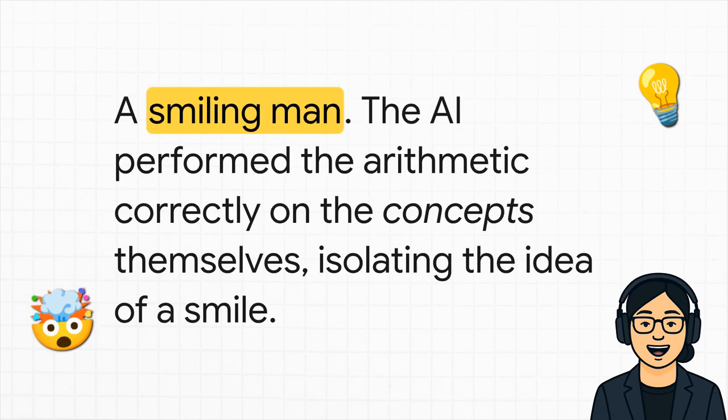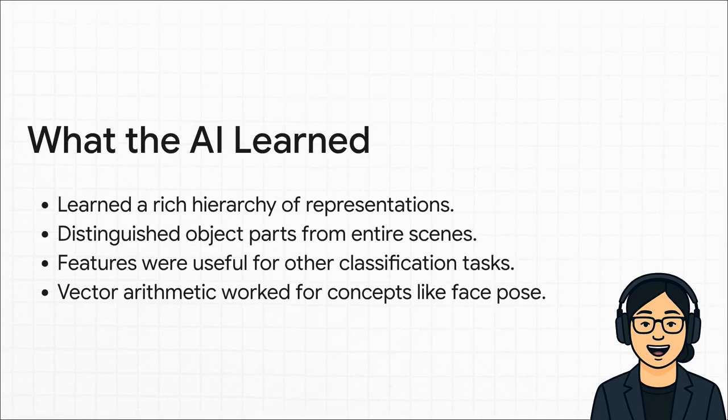It had figured out the essence of a smile as a mathematical thing that it could then just apply to the concept of a man. This was incredible evidence that the network wasn't just learning pixels, it was learning the actual meaning behind them. And that ability to do math with ideas just opened up a whole new world. It meant that AI was building this rich map of how things are related, learning to tell the difference between, say, a window and the room that the window is in. And critically, the features it learned were so good they could be used for other AI tasks, like classifying images. It had learned a genuinely useful model of the world, all on its own.